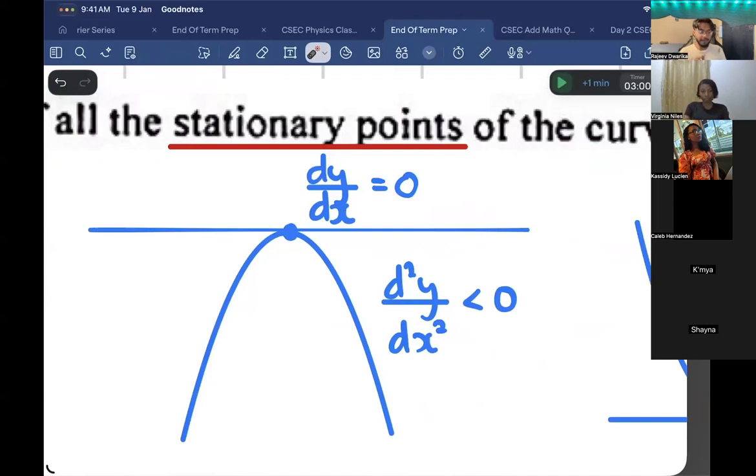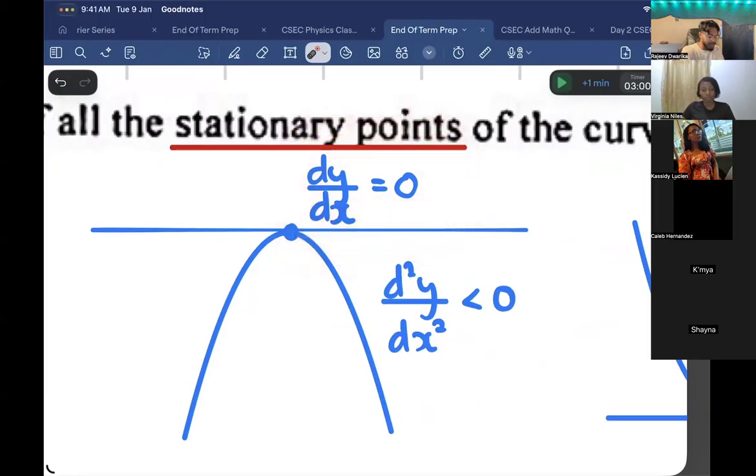Right. Now, for a curve, is the gradient the same everywhere? No, it changes throughout. So what would you do to get the gradient function? You'll have to find the first derivative. When you find the first derivative, you're finding the gradient function. The answer is right there.